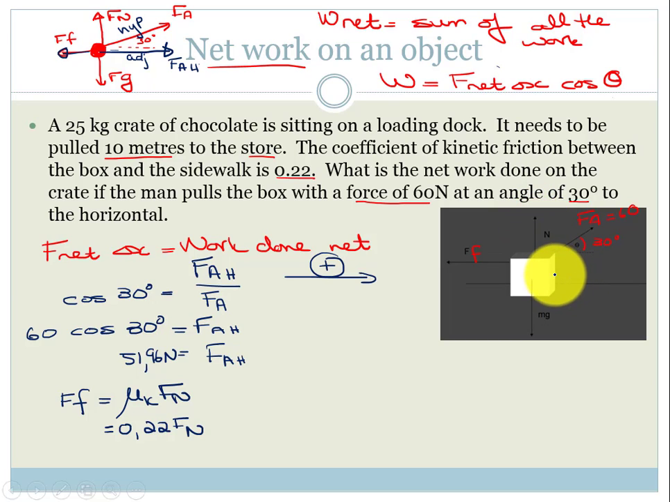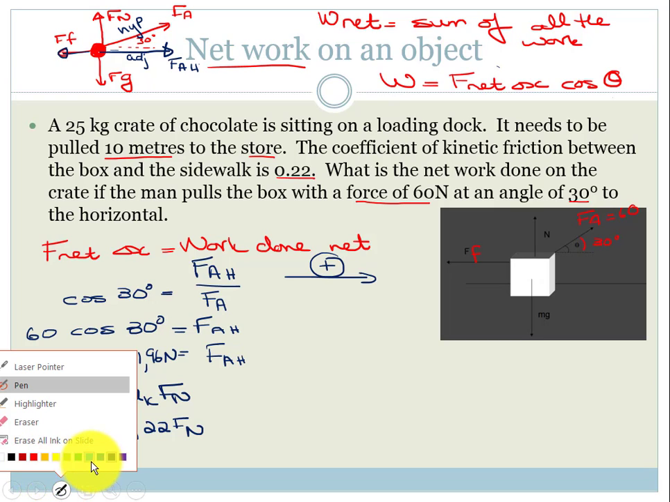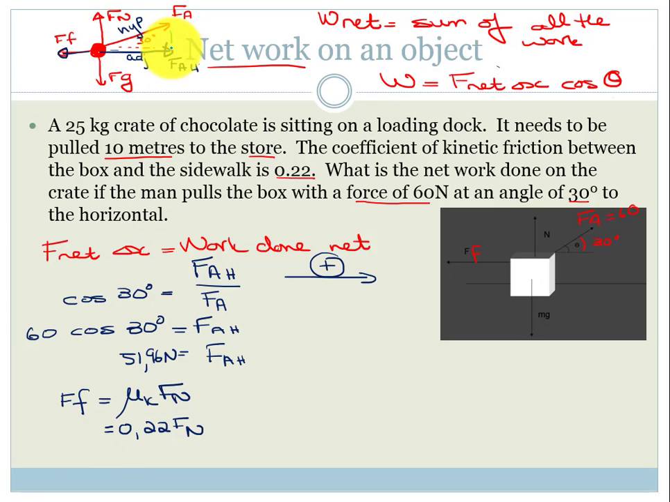And we're fine. But in this case, there's a very sneaky vertical component up here, F a vertical, which is actually pulling the crate up a little bit. So if you want to think of it this way, it's actually reducing the force of friction, because since the crate is not being lifted off the ground, this plus that has to equal that.